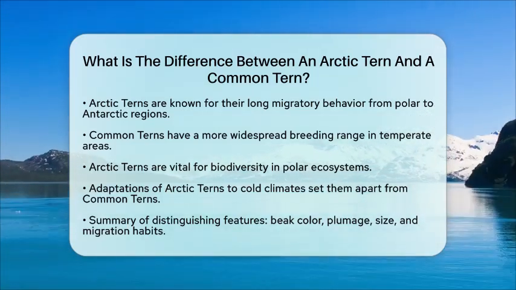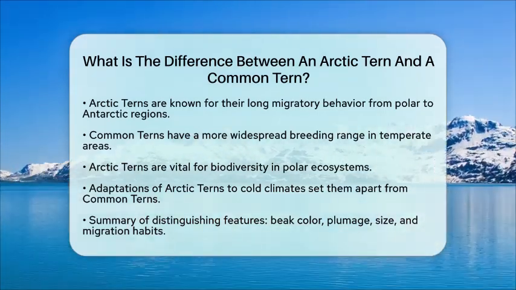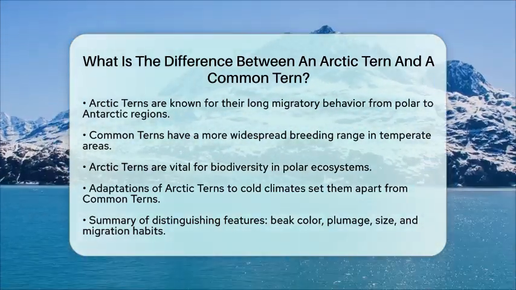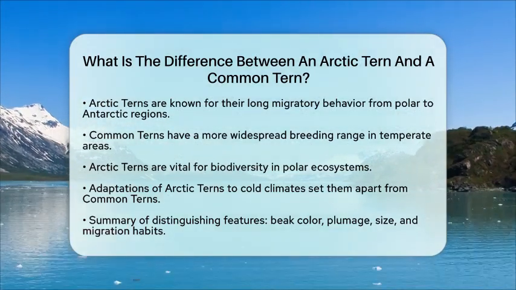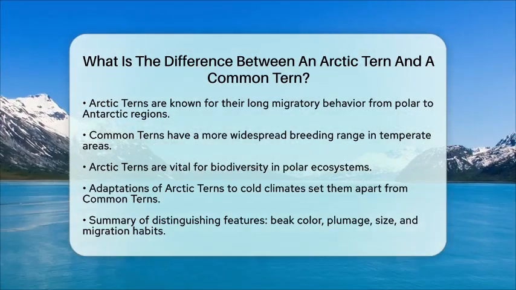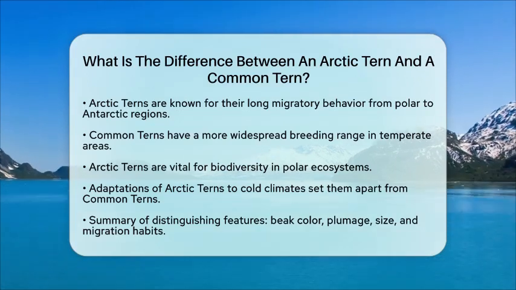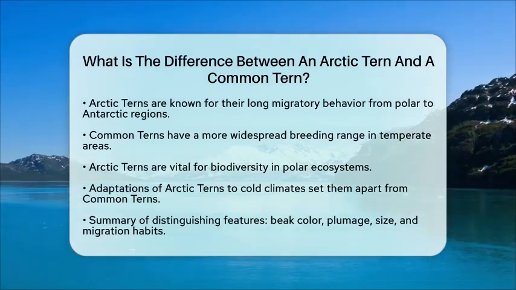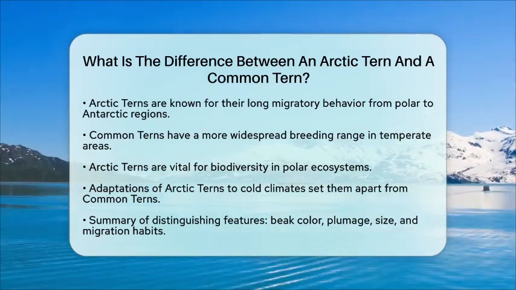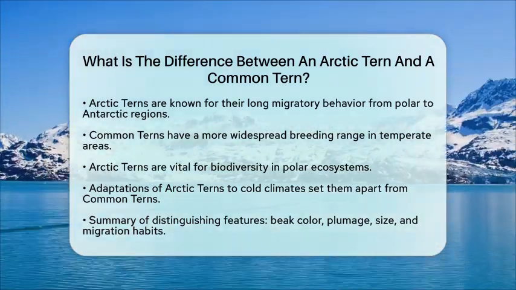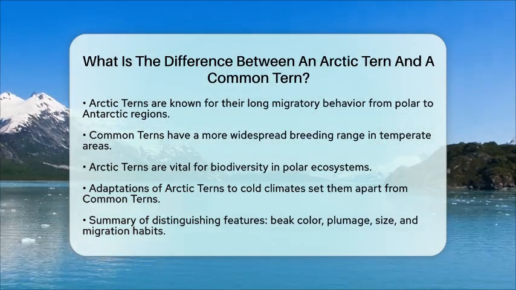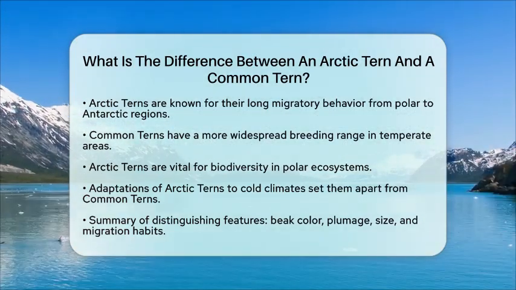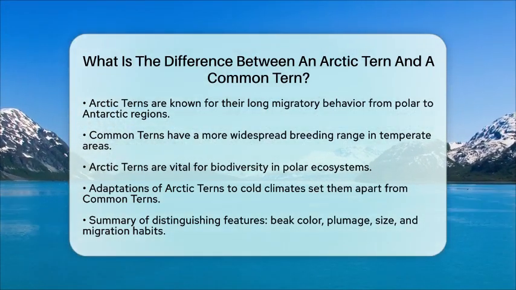Their adaptations to cold climates and long flights make them unique compared to common terns, which are more generalist in habitat and range. So, while both Arctic and common terns share some similarities, their differences in beak color, plumage details, wing patterns, size, and migratory habits help us easily distinguish between the two. Next time you spot one of these beautiful birds in the polar regions, you will know exactly which one it is.